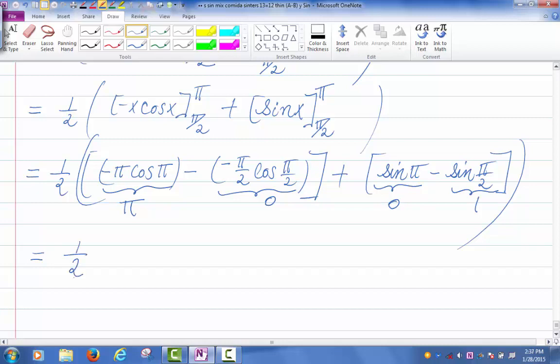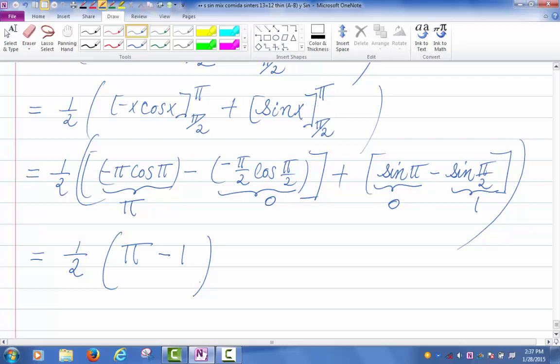I have half times pi, minus or plus? Minus 1 or plus 1? Minus 1, right? I have a minus here, so minus 1. Here's the plus 1. So half pi minus 1, right? That's the final answer.